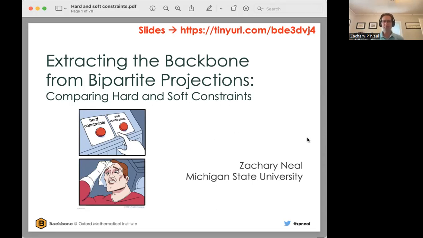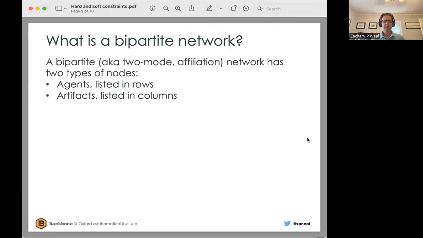Today I wanted to talk a bit about backbones of networks and specifically extracting backbones from bipartite projections. This is something I've been working on for a number of years. And most recently, I've been exploring different ways that we can extract these backbones and how different methods compare. So in today's talk, I'll be comparing two different strategies, one using hard constraints and one using soft constraints.